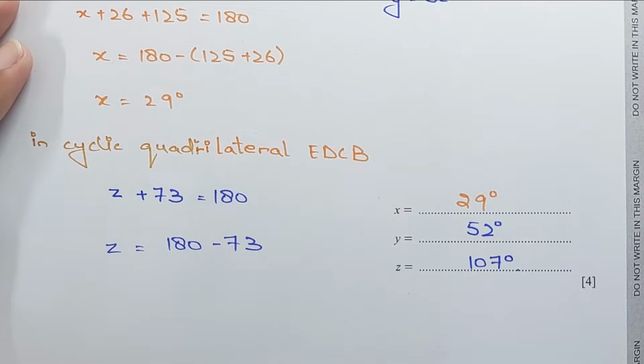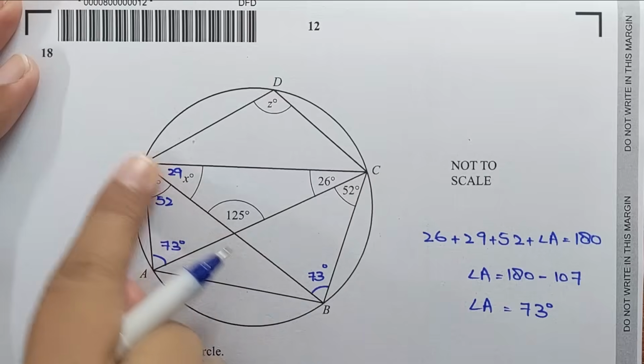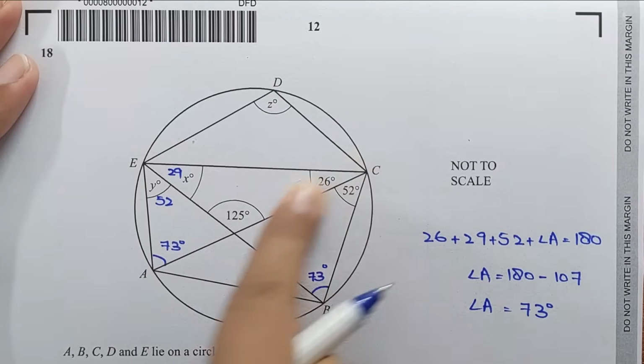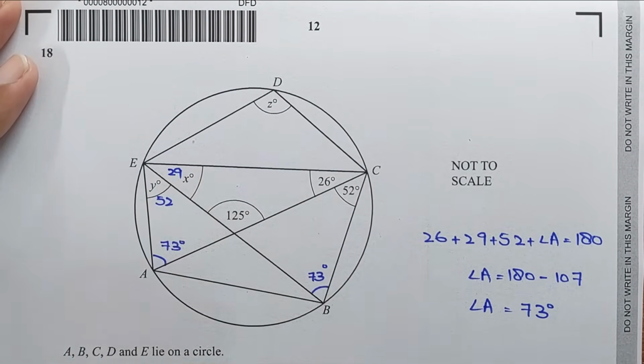So we got the value of X by considering this triangle. The sum of all angles of a triangle adds up to 180. This angle and this angle add up to 180, and you will get X.